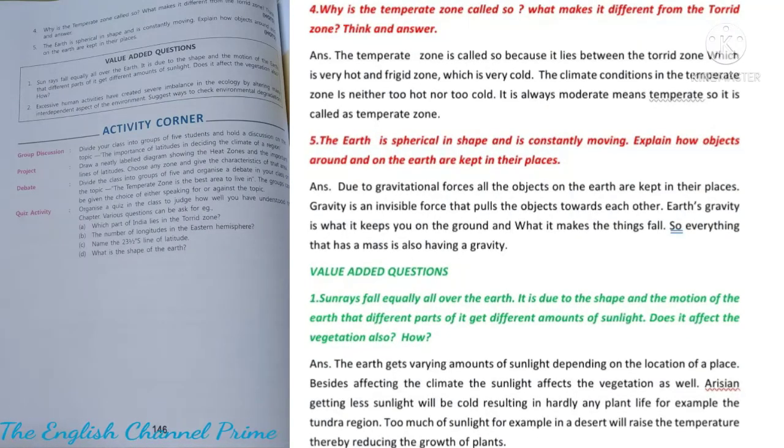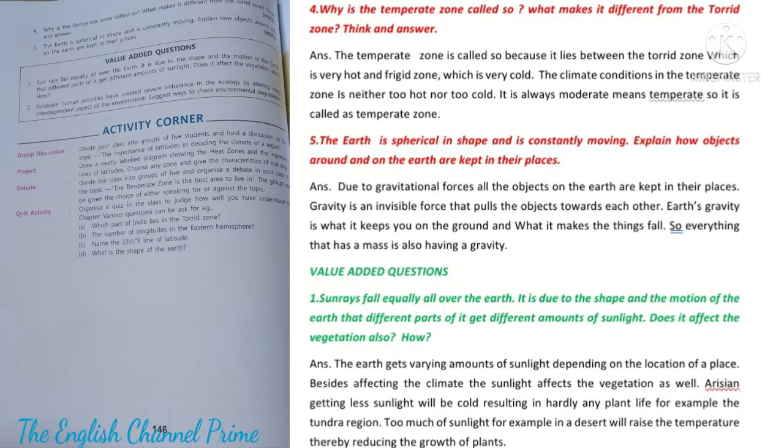Now next, the fourth question. Why is the temperate zone called so? What makes it different from the torrid zone? Think and answer. Write down the answer. The temperate zone is called so because it lies between the torrid zone, which is very hot, and the frigid zone, which is extremely cold. The climatic conditions in the temperate zone are moderate or temperate, so it is called the temperate zone.